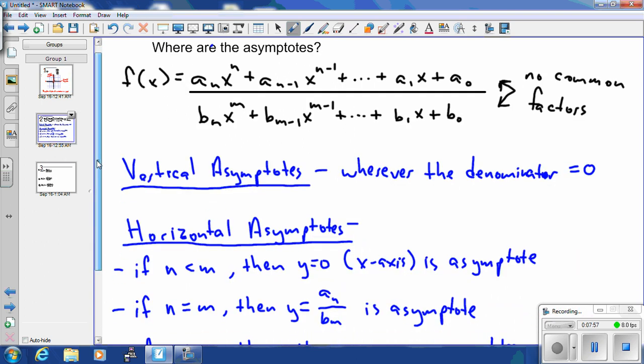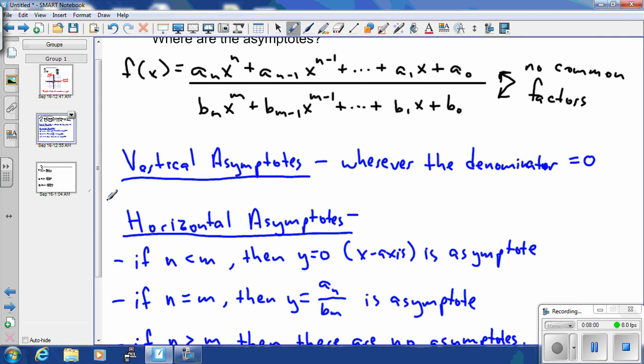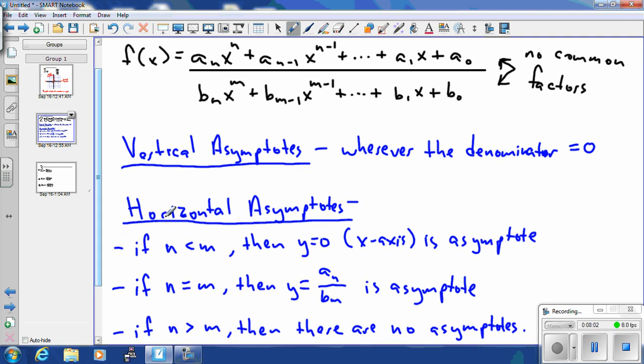Second condition is if the highest powers of the numerator and the denominator are equal. 5x squared plus something over 2x squared plus something. They both have a lead term with the highest exponent, x squared, for instance. Then the fraction you get by taking the lead coefficient here over the lead coefficient here is where the asymptote is located. I'll give you an example of that in a moment.